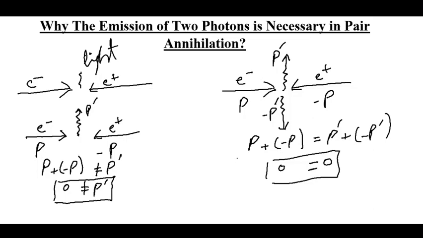Now I hope you have a clear concept of the answer to this question, that why one photon is not sufficient in pair annihilation.